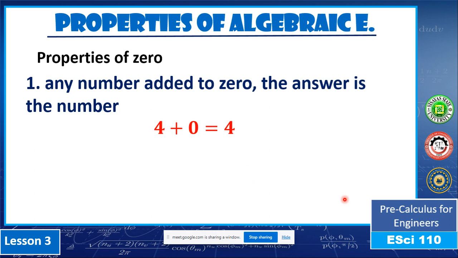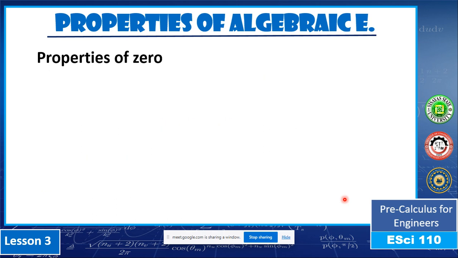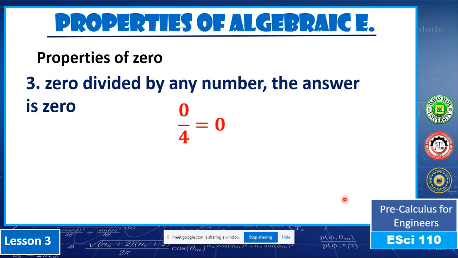Next, we have the properties of 0. So, we have here the statement 1. Any number added to 0, of course, the answer is the number, from the identity property of addition. Then next, we have any number multiplied by 0. The answer is 0. So, this came from the multiplicative identity property. So 4 times 0 is of course 0. Then we also have 0 divided by any number. The answer is 0. So 0 divided by 4 is equal to 0.